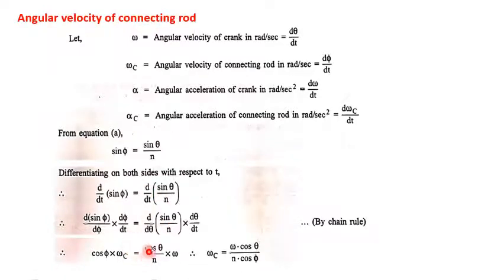So what do you mean by d phi by dt? In place of d phi by dt I will substitute omega c, whereas d theta by dt is nothing but omega, so I will substitute omega. Then the differentiation of sin phi is cos phi, and the differentiation of sin theta by n is cos theta by n. Therefore omega c can be written as omega cos theta divided by n into cos phi. Next, we are going to substitute the cos phi value in equation b.